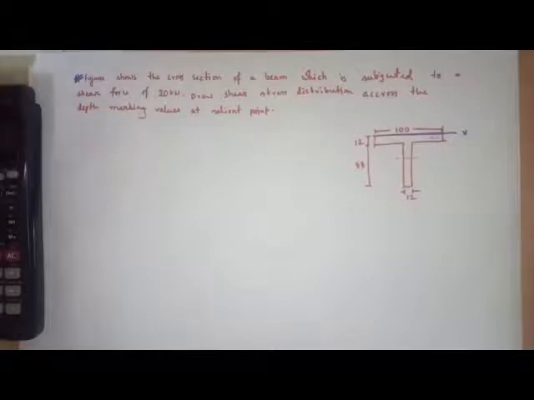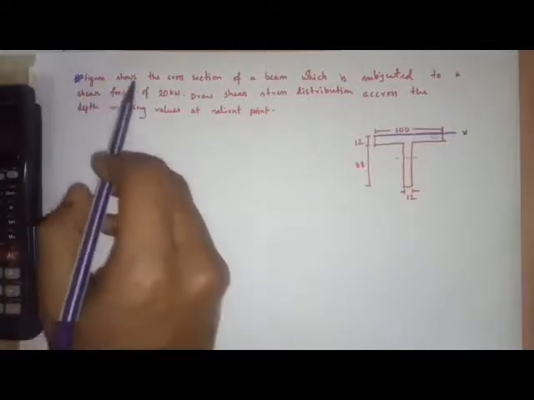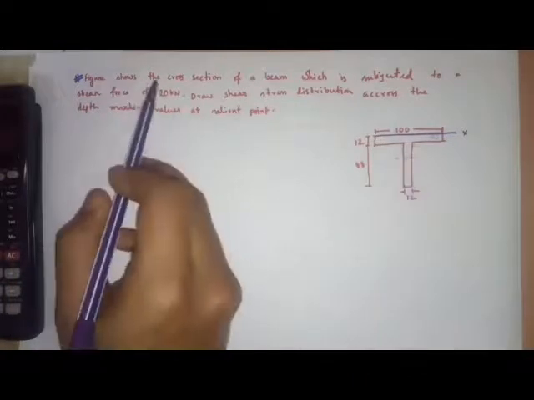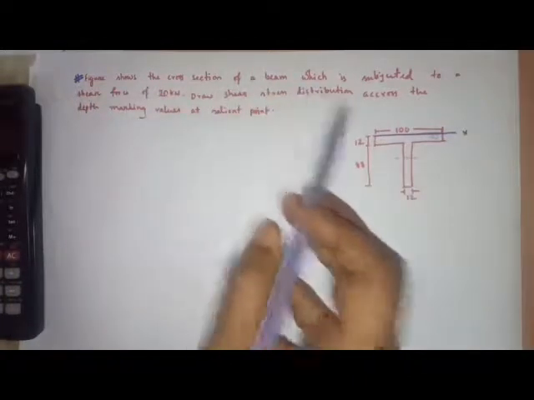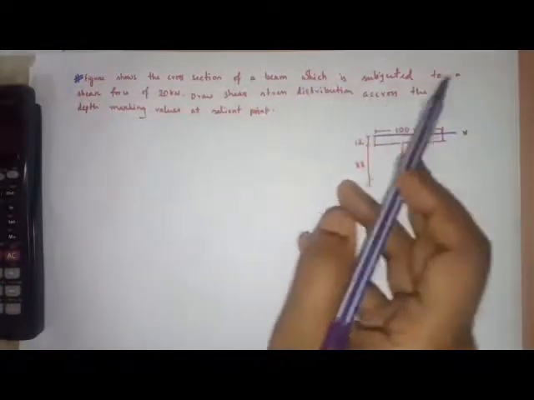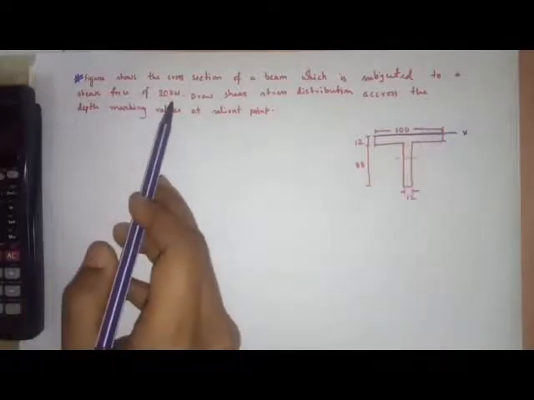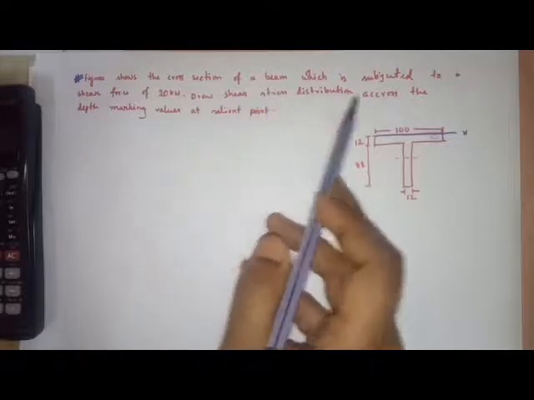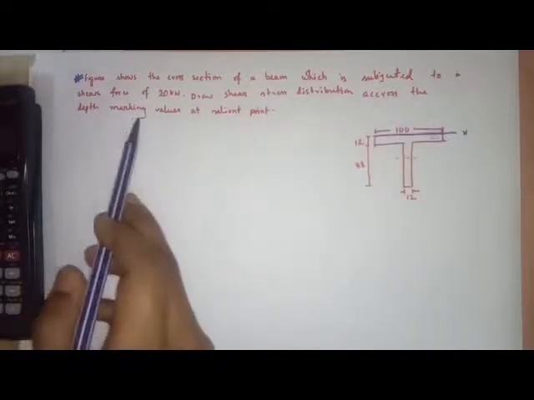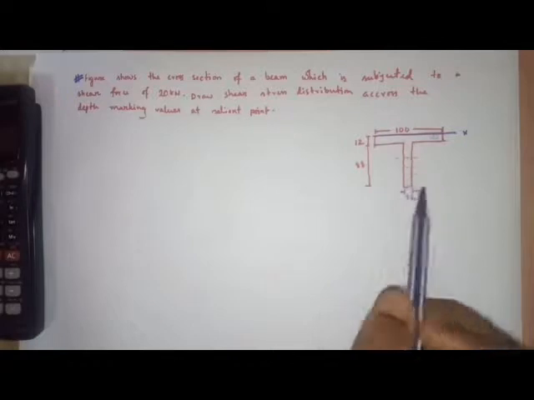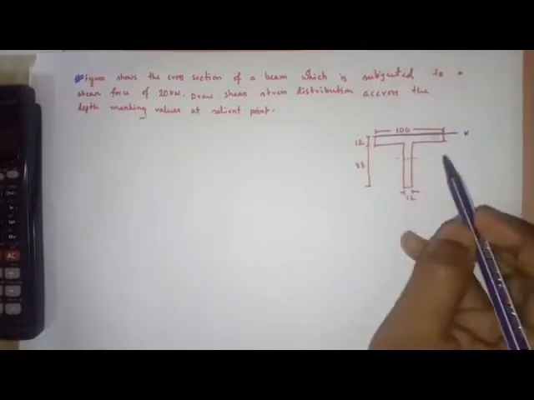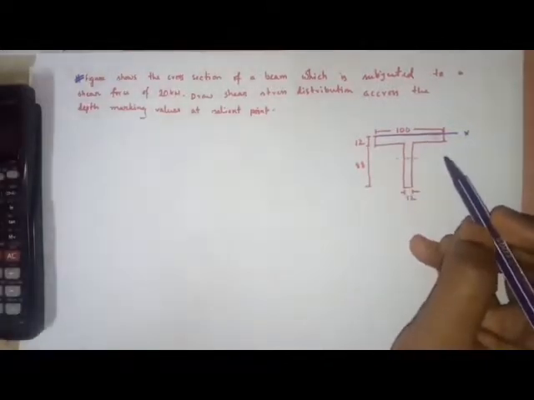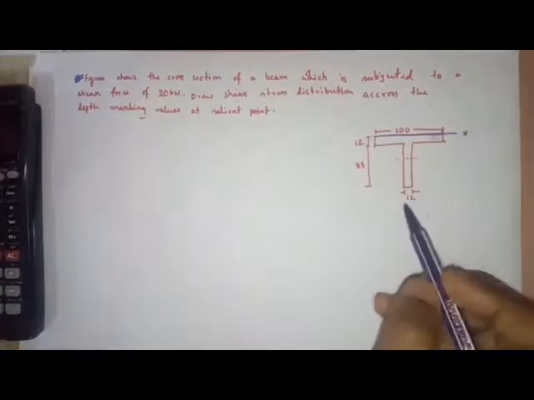Here is a problem that relates to shear stress, and I am going to solve it. So the question is: the figure shows the cross section of a beam, like a T-beam, which is subjected to a shear force of 20 kilonewton, and we have to draw the shear stress distribution across the depth, marking values at salient points. That means at the neutral axis, and you have to draw a shear stress diagram.